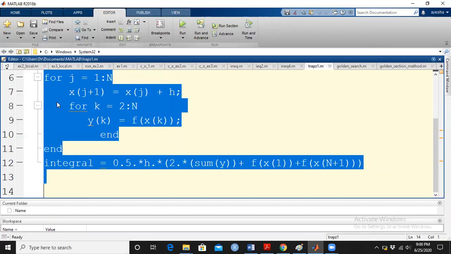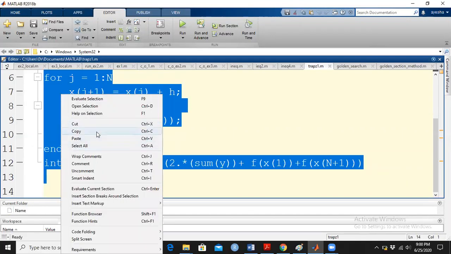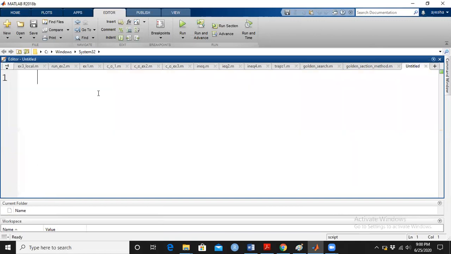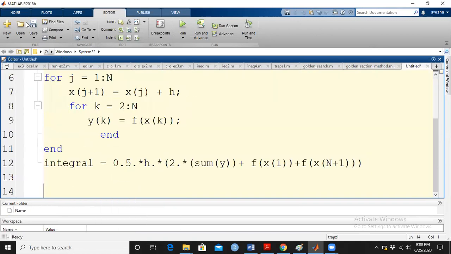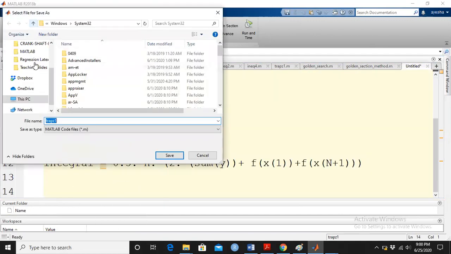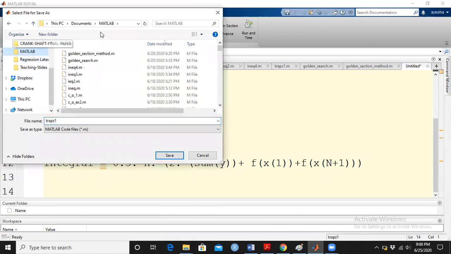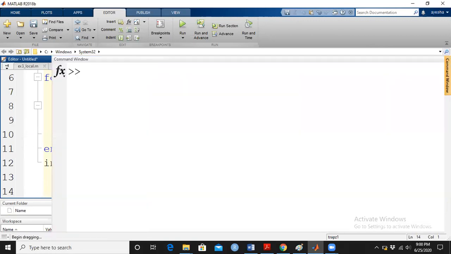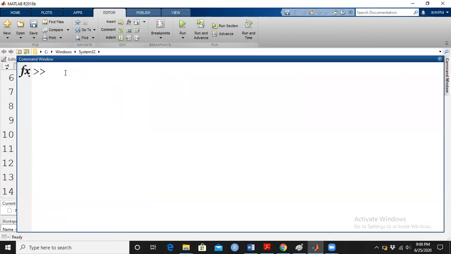Always remember that if I'm going to make a new m file, click on the floppy button, then go to the documents MATLAB folder and save it with a unique name. Otherwise MATLAB will overwrite it, there will be a clash, and it will not run successfully.